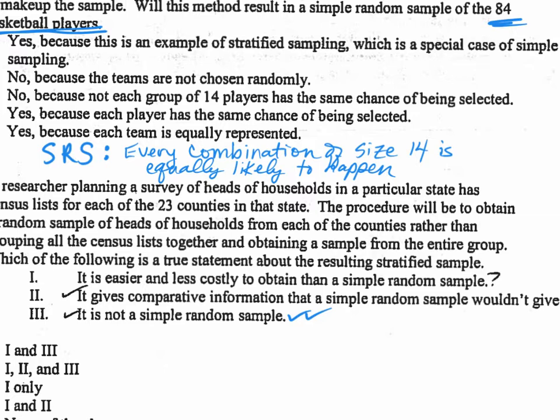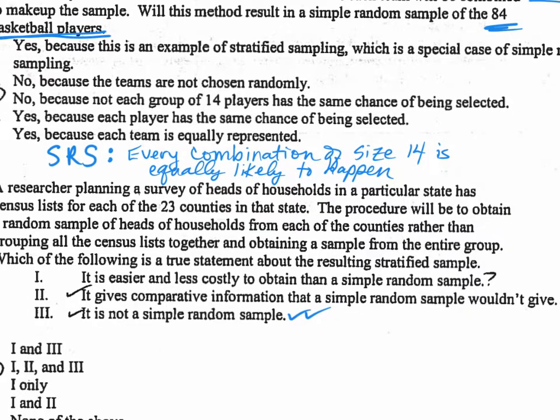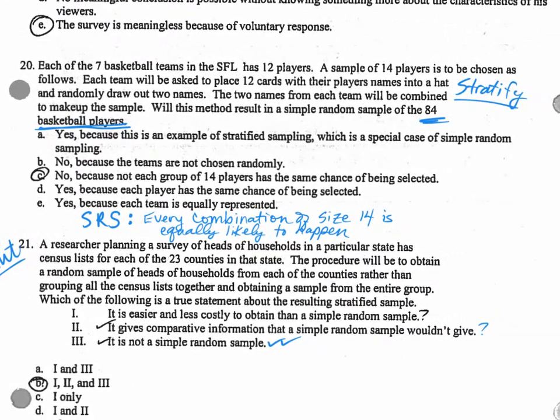Yeah, that should, in a simple random sample. The simple random sample is the big bag, and you could pull out all of one team, 12 from one team and 2 from another. That could happen with a simple random sample, but not with this stratified situation. So not each group of 14 has the same chance of being selected. Therefore, it's not a simple random sample.